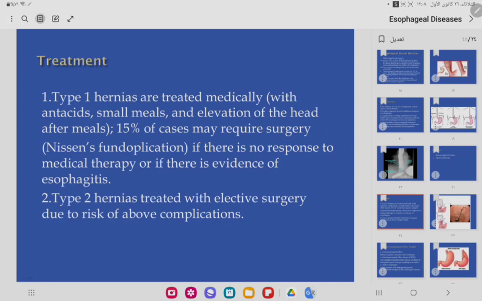If it's severe enough, if they are not responding, as they mentioned here, 15% of them do not respond, we go toward Nissen fundoplication. We will give you a slide about the Nissen fundoplication, what that means.